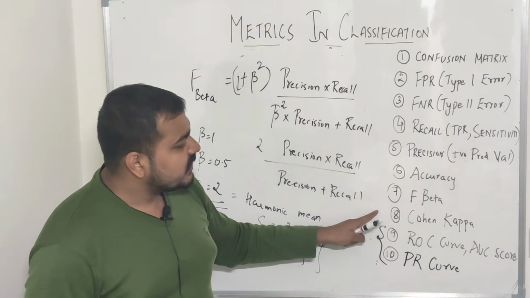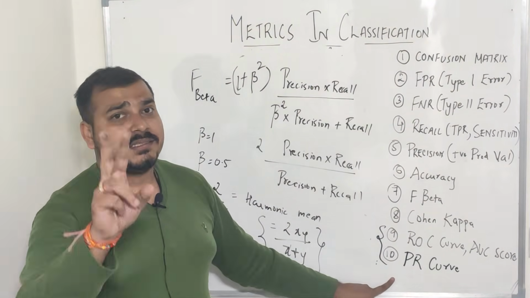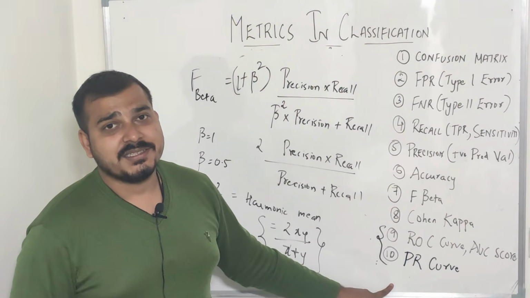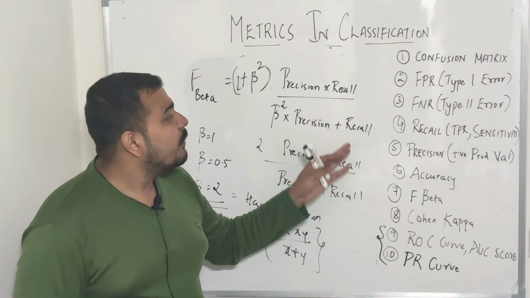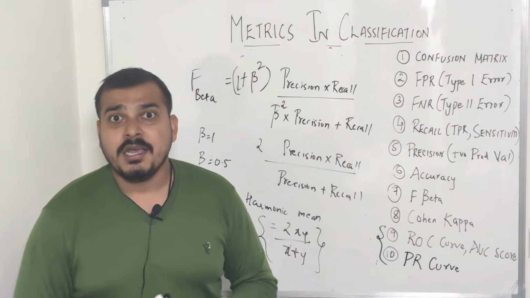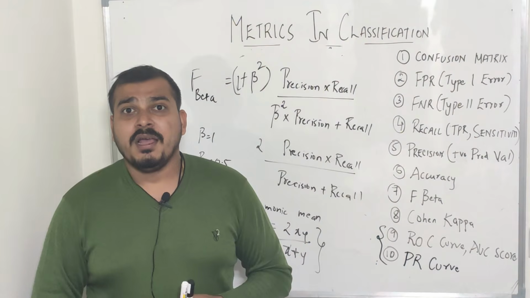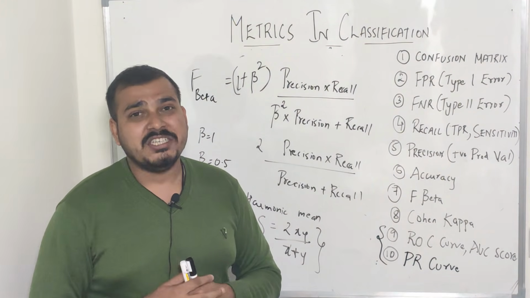In part 2, we'll be discussing Cohen-Kappa, ROC curve, AUC score, PR curve, and there are two more metrics which I'm going to discuss in the next part 2. In part 3, we will basically be implementing a practical problem statement to make you understand all these things. So I hope you like this video. I know this is too much. Just go revise it. You'll get to know each and everything.